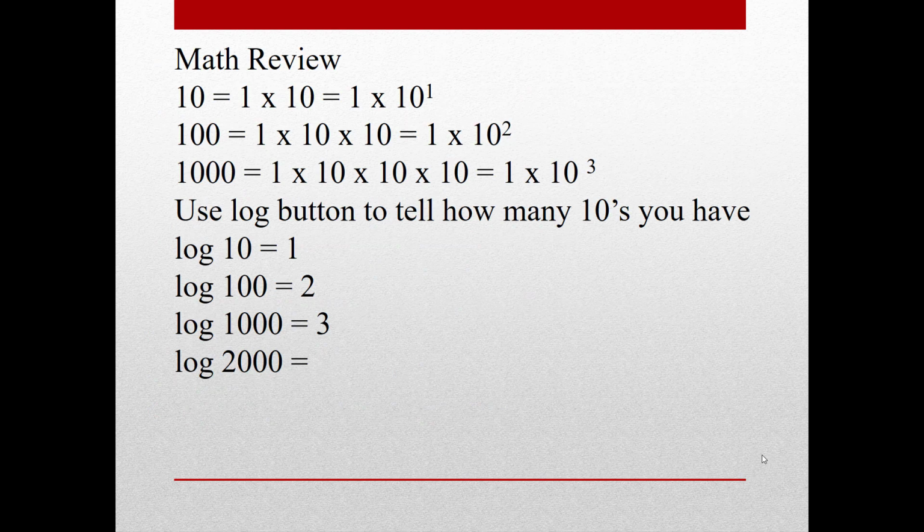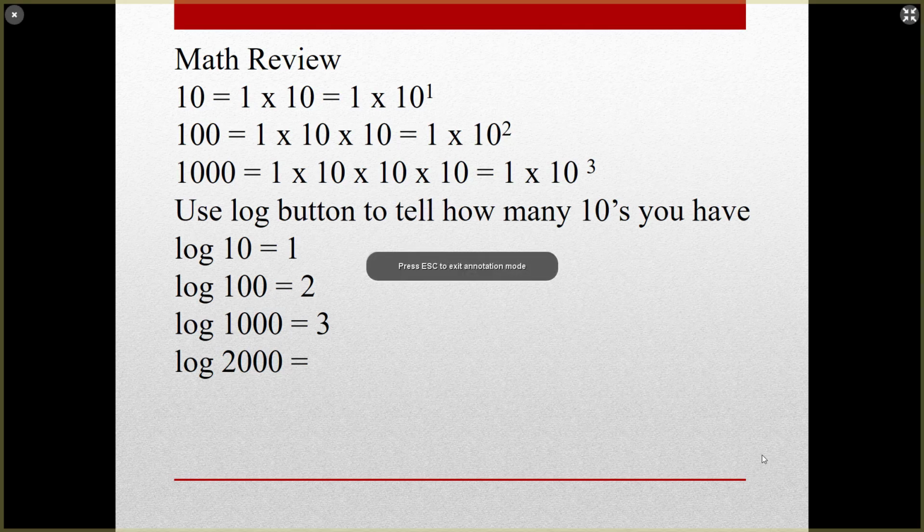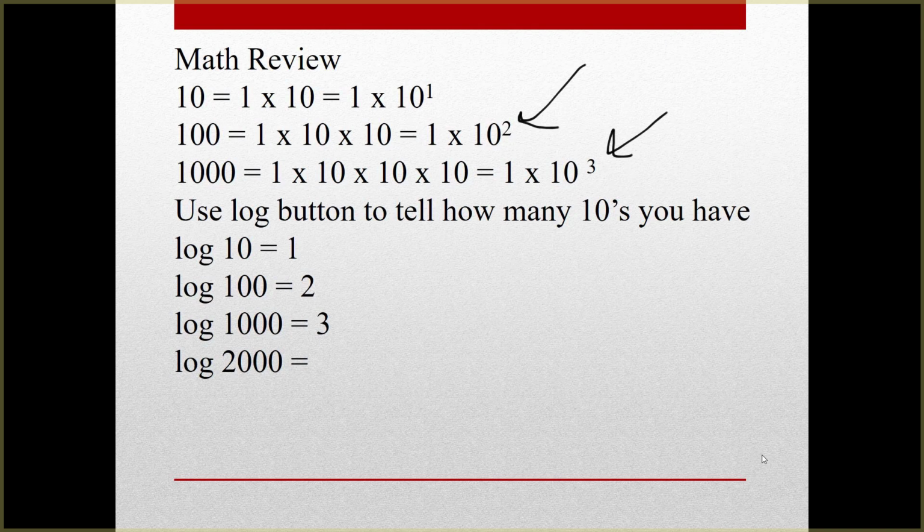What does that log button do? So this is just a very brief math review. Your log button counts how many 10s there are in your number. So if you have a 10, that would be 1 times 10, or 1 times 10 to the 1. If you had 100, that would be 2 10s multiplied together. So 1 times 10 to the second. And 1,000, that would have 3 10s. So you get 1 times 10 to the third.